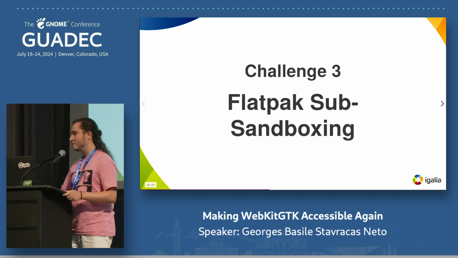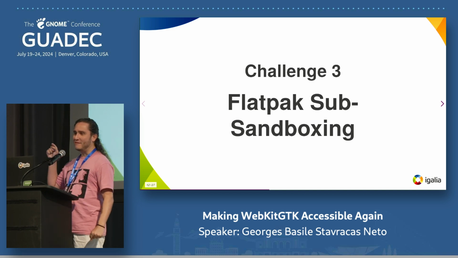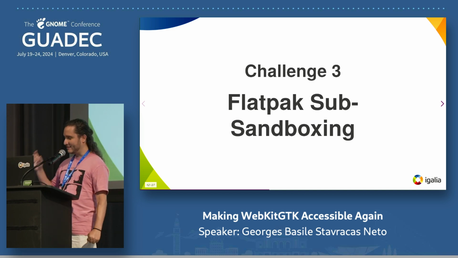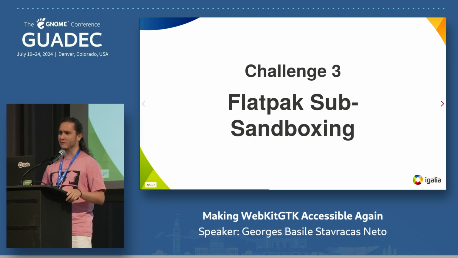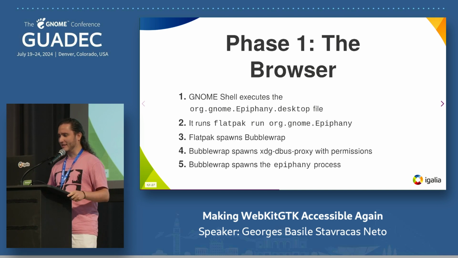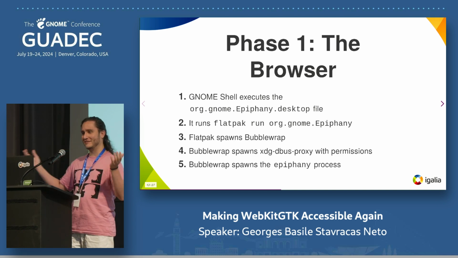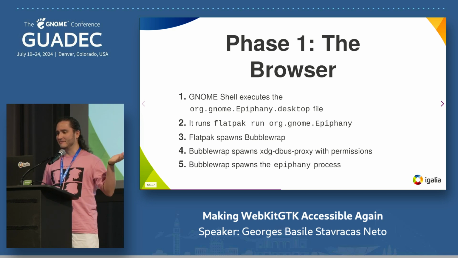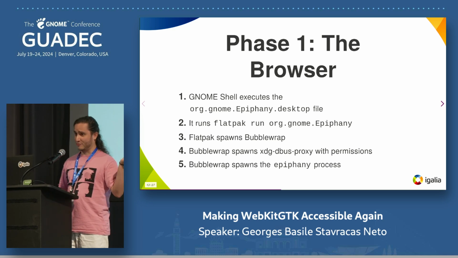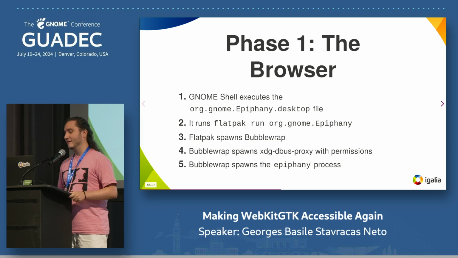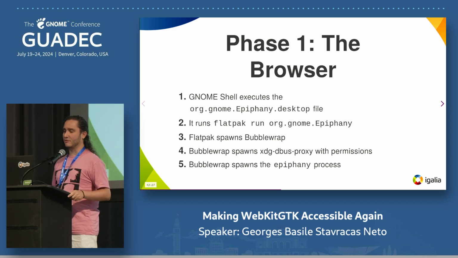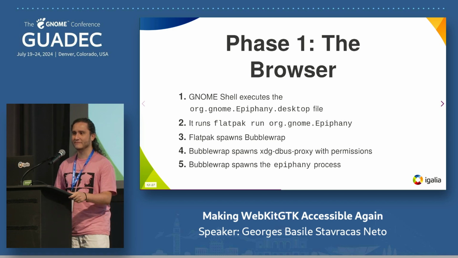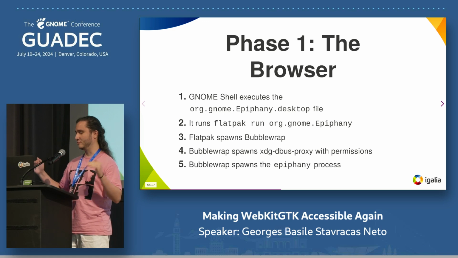When you open GNOME Shell and you find Epiphany, GNOME Web, you see that pretty icon and say, oh my God, I need to open this thing now. And you click that. GNOME Shell is going to take the desktop file, and it's going to detect that it's a Flatpak app because, of course, you installed that from Flathub. And it's going to run flatpak run org.gnome.Epiphany, right? We're cool to this point.